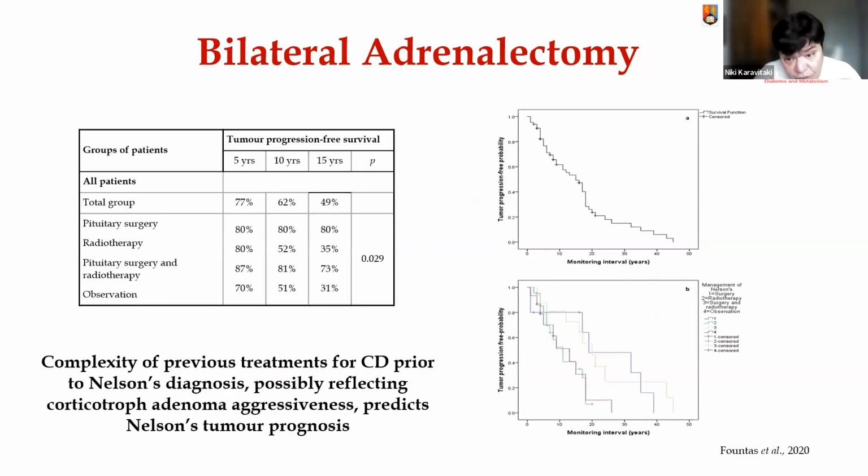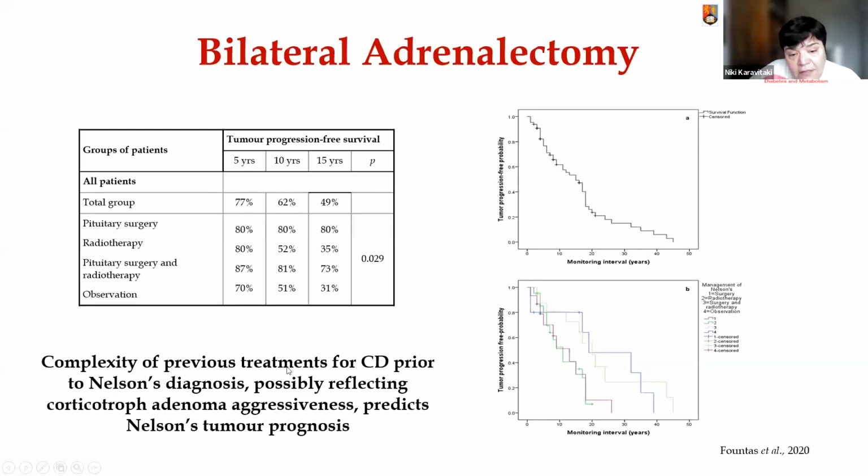And once Nelson's develops, how shall we manage this? We had done a multi-center UK study in which we looked at the outcomes of these patients, and it was clearly shown that if we offer active treatment with surgery, combined or not with radiotherapy, we achieve better results, better tumor control. And another important point from that study was that the complexity of the previous treatments for the Cushing's before they developed Nelson's predicted how the Nelson's would do.